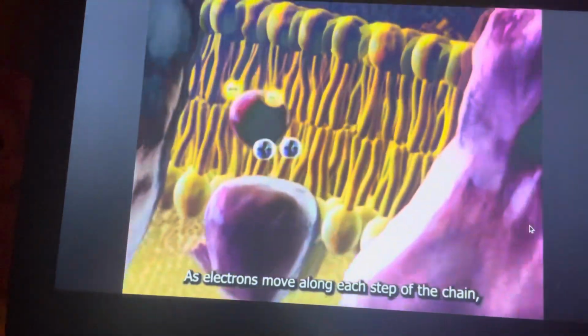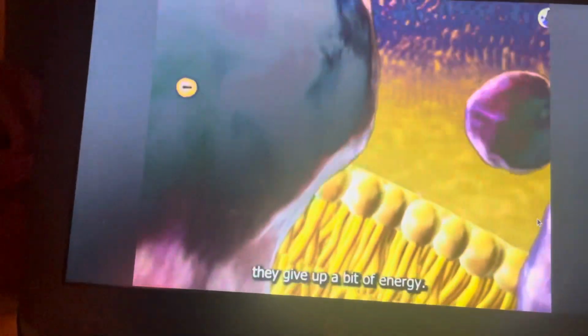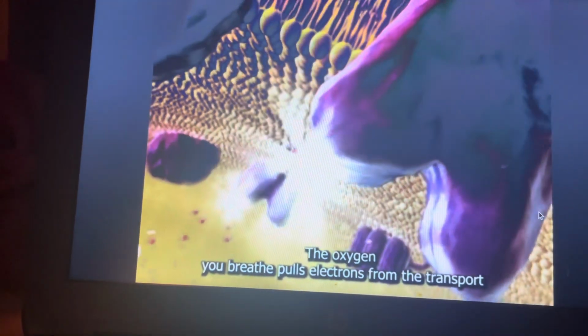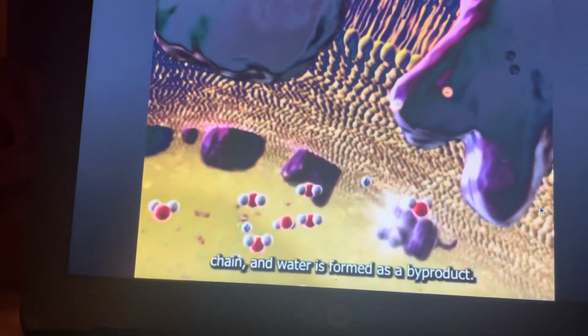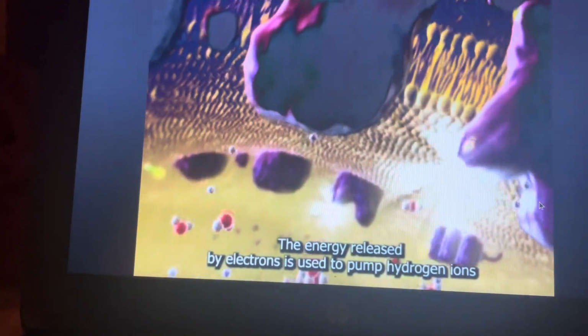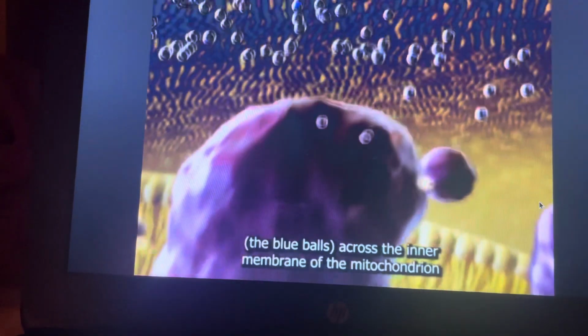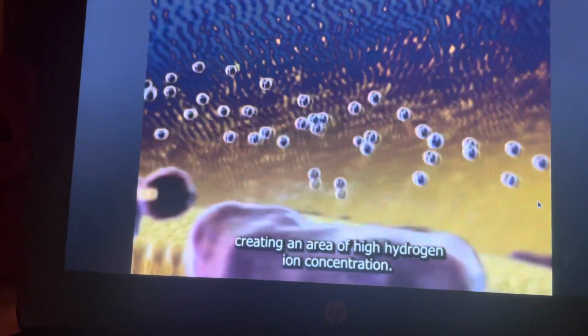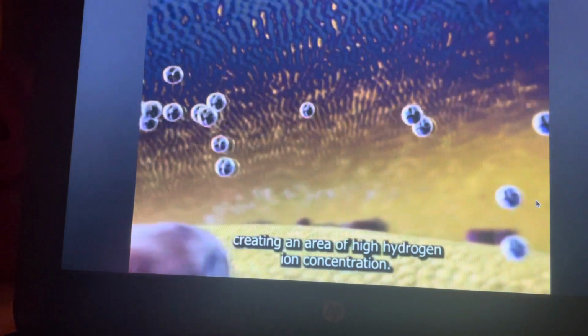As electrons move along each step of the chain, they give up a bit of energy. The oxygen you breathe pulls electrons from the transport chain, and water is formed as a byproduct. The energy released by electrons is used to pump hydrogen ions, the blue balls, across the inner membrane of the mitochondrion, creating an area of high hydrogen ion concentration.